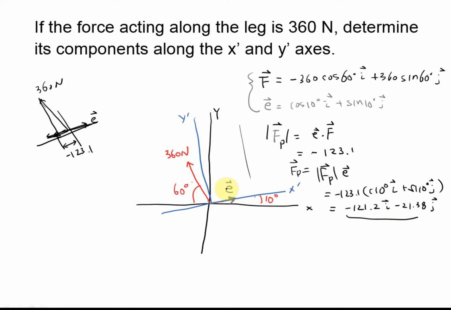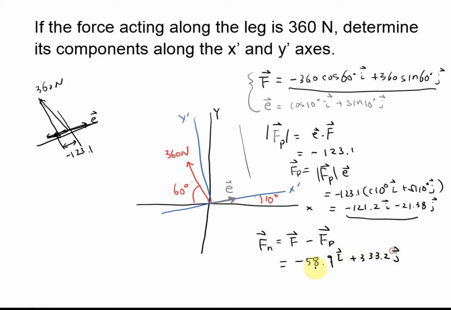Then what's the component along the y prime? So Fn is F minus Fp. Your F is determined by these equations, and this here is Fp. So you subtract your Fp vector from your F vector. That's your Fn. If I just show you the answer, this is 9 i plus 300 j. So that's your component along the y prime.